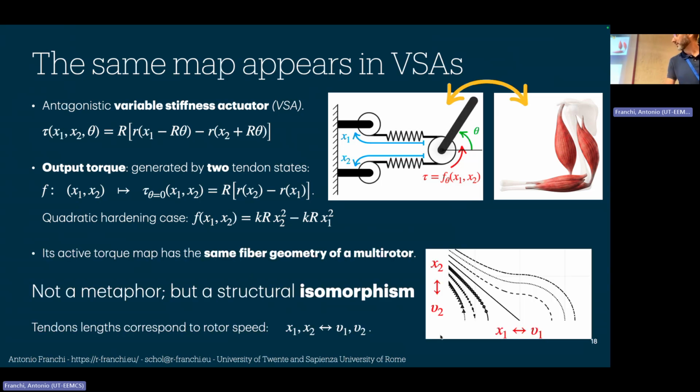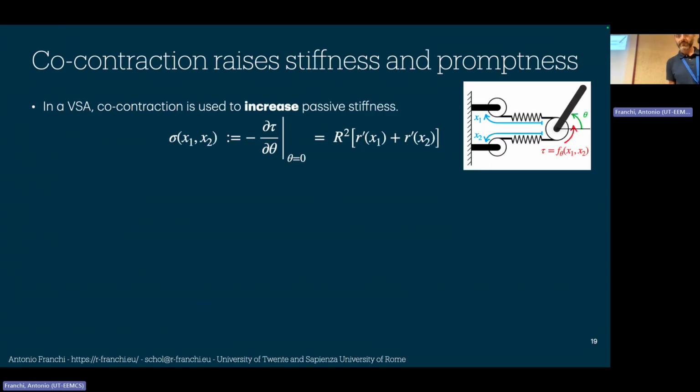But now, what is the isomorphism? The length of the tendons corresponds to the velocity of the propeller. So these are the two variables that match with each other. The fibers look the same, but the spaces are physically different. They are velocity of the propellers or length of the tendons. But you can reach the same exact mathematical conclusions.